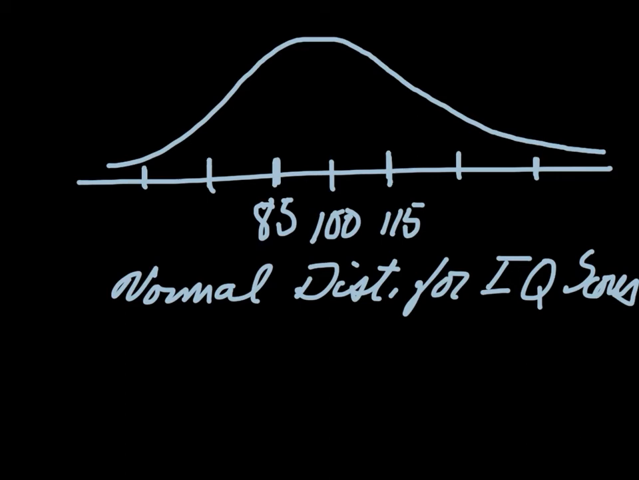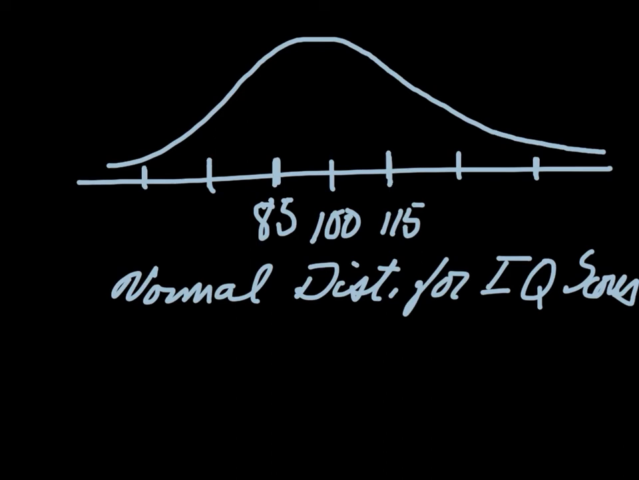So I have a normal distribution here, and this normal distribution represents the normal distribution for IQ scores. So what I'd like for you to do is interpret the picture for me. And in order to do that, you need to tell me some information based on what you see. Okay, so I'm going to pause the video. You figure out your interpretation.